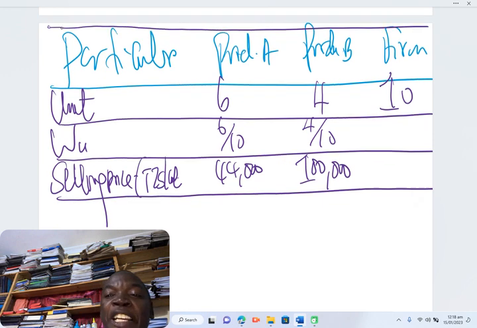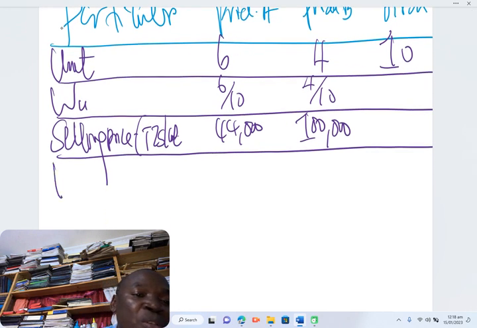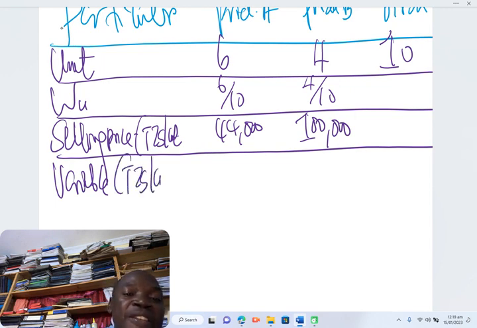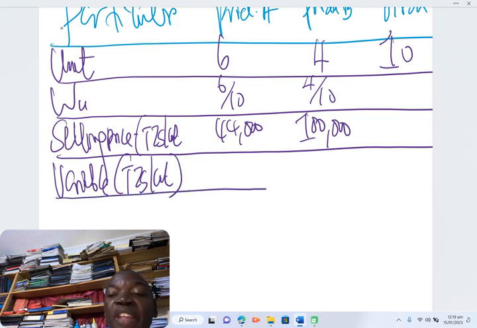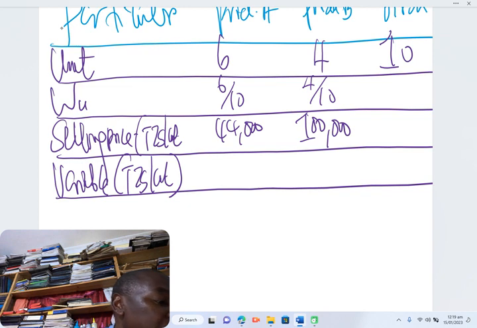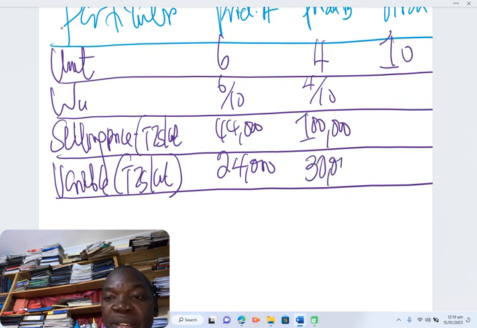Number 3, the variable cost. So variable cost of each product can also be identified. Variable cost TZS per unit. The variable cost has been given for product A. It is 24,000. For product B, it is 30. Again, you can't add the variable cost of these 2 products.